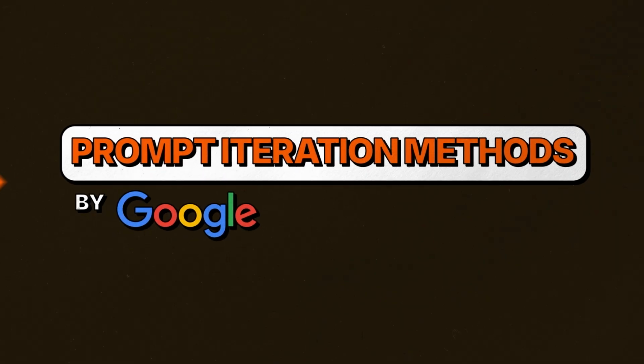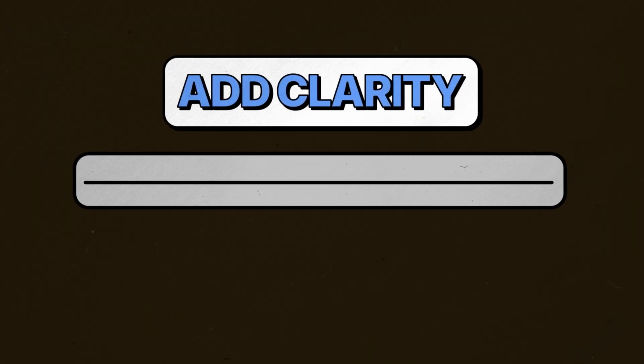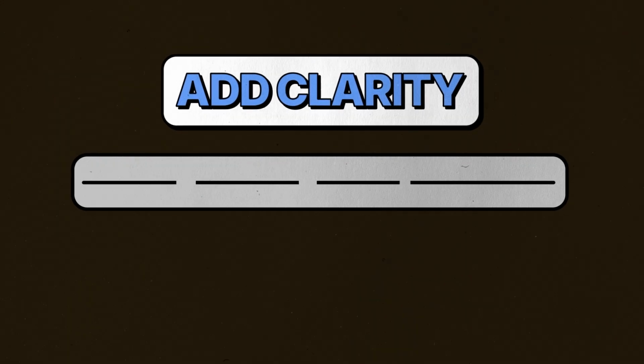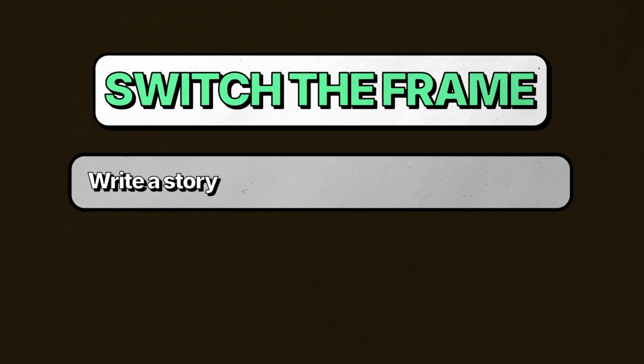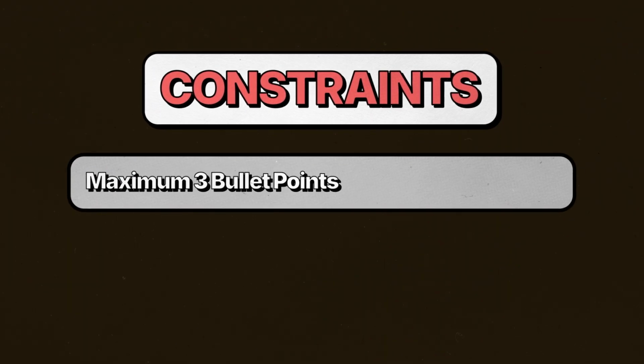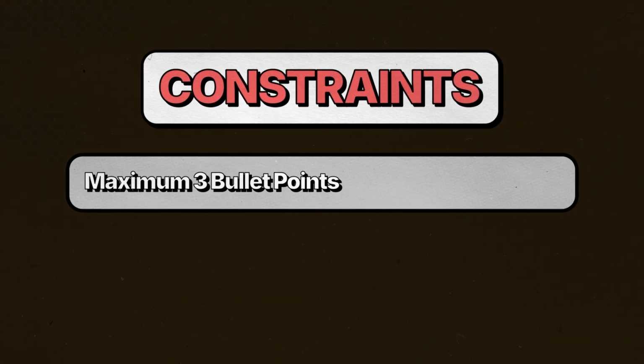But prompts almost never work perfectly on the first try, and so you'll usually want to test different prompts. That's why Google introduced 4 iteration moves, which are basically just ways to rewrite prompts. You can add clarity, like breaking your long prompts into shorter sentences. You can switch the frame, like saying write a story instead of write ad copy. You can use constraints, like saying maximum 3 bullet points or 10 words each. And then you can revisit the framework as a whole. You can recheck the task, the context, the examples, etc.